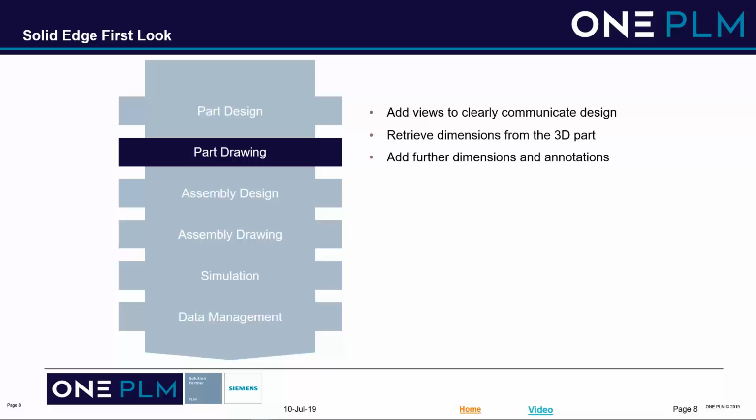So next, let's have a look at a part drawing. So we're going to add views to clearly communicate our design. We're going to retrieve dimensions from the 3D part. We don't want to put them on again if they're already there. And then we're going to add further dimensions, extra views, and annotations on there.